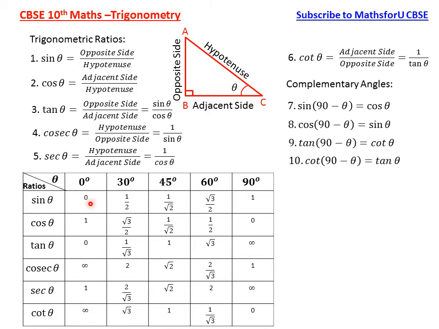So, 0 by 1 is 0, 1 by 2 by root 3 by 2 will be 1 by root 3, 1 by root 2 by 1 by root 2 will be 1, root 3 by 2 by 1 by 2 will be root 3, anything by 0 is infinite. Cosecant theta is the reciprocal of sin theta. So, 0 means 1 by 0, which means infinite.